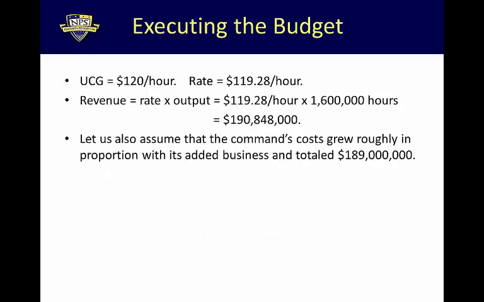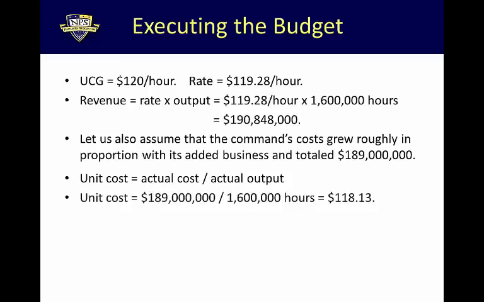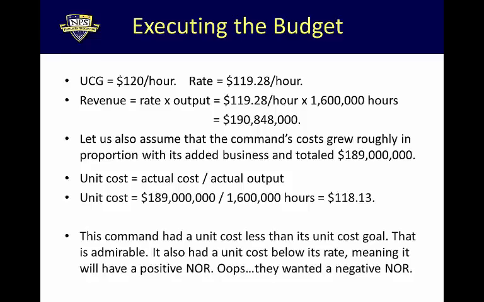Well, given this information, the unit cost is actual cost divided by actual output. We now have those numbers. The actual cost was $189 million. We actually sold 1.6 million hours. That gives us a unit cost of $118.13. So this command had a unit cost that is less than its unit cost goal.